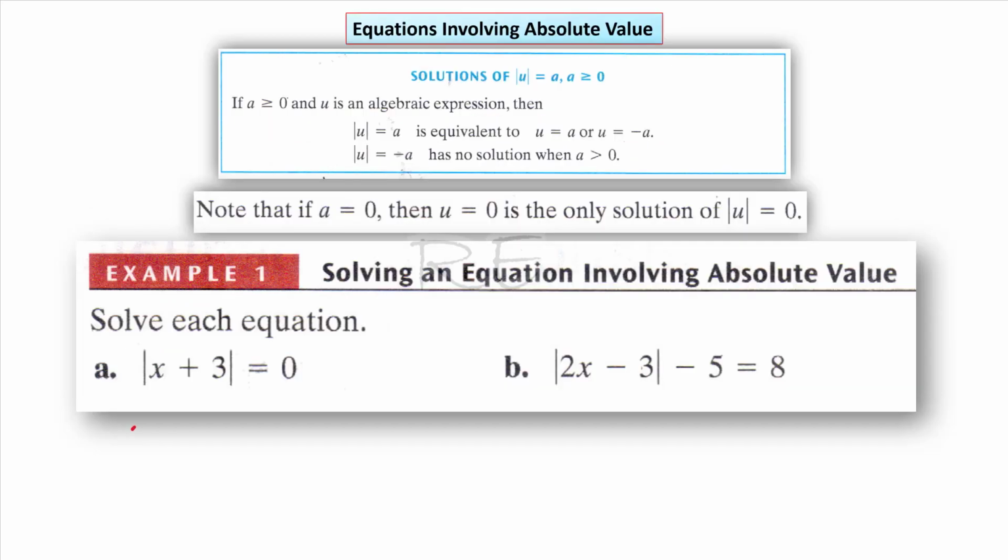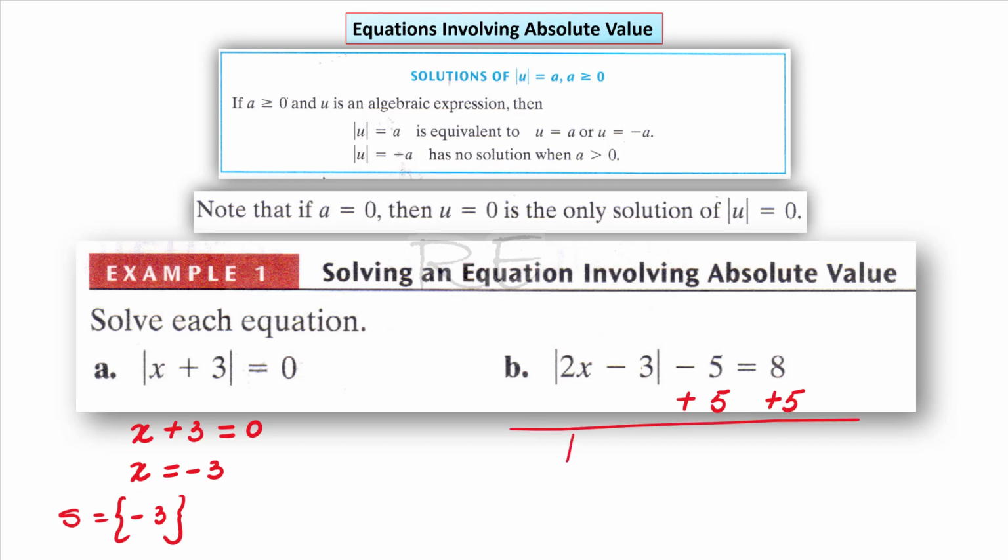Solving an equation involving absolute value. Well, if the absolute value of x is equal to 0, x must be equal to 0. So we set x plus 3 equal to 0, and x is equal to negative 3. For b, we're going to add 5 to both sides.